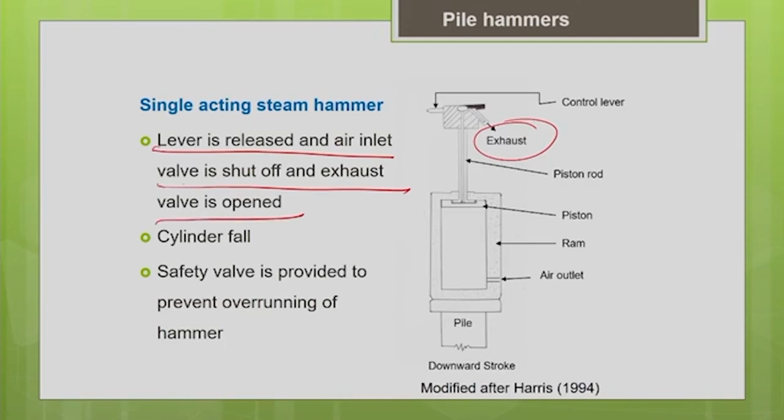So, now you stop the entry of air into the inlet valve and you open the exhaust valve. So, all the air from the cylinder will go out. Now, this will result in the fall of your cylinder. The cylinder will fall down. That is your downward stroke.